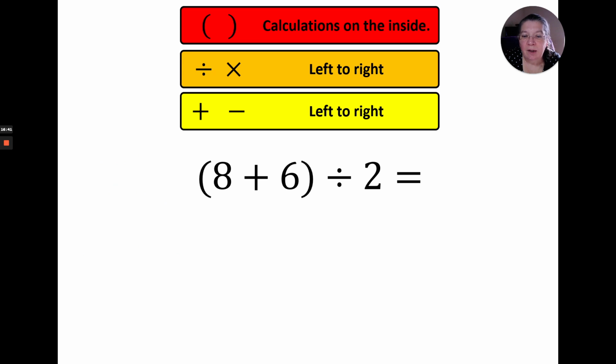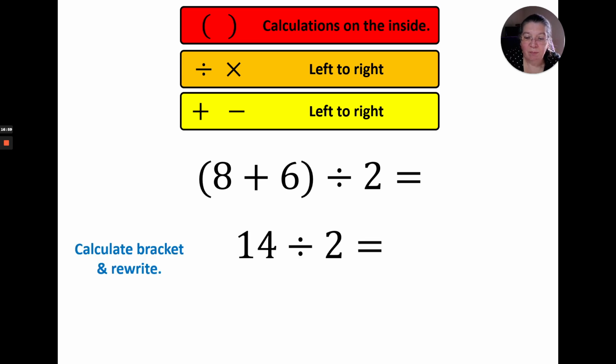Okay, now let's do our BIDMAS brackets first. So although we've got a division, we've got those numbers in brackets, which we must do first. So brackets, then division. So 8 plus 6 we need to work out first. So 14 divided by 2 is 7. So those brackets are telling us you must work this out first of all before you do anything else.